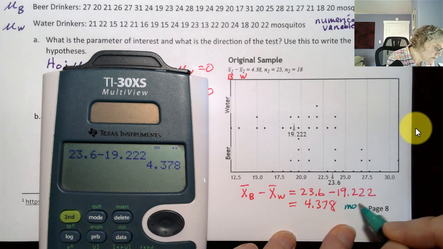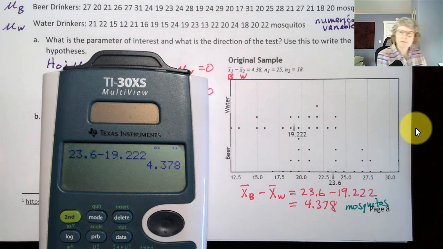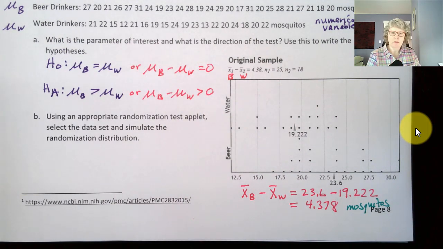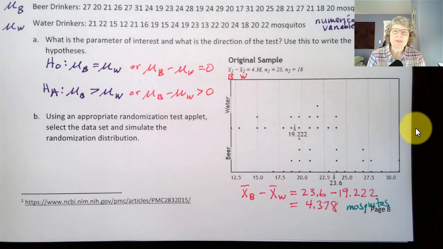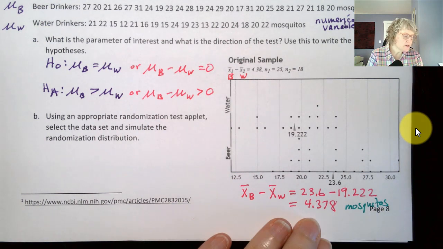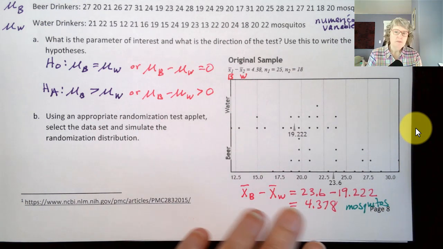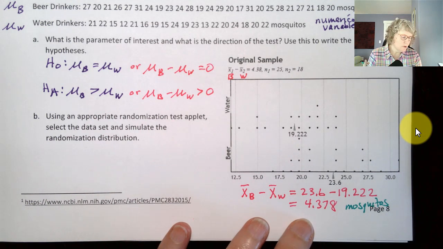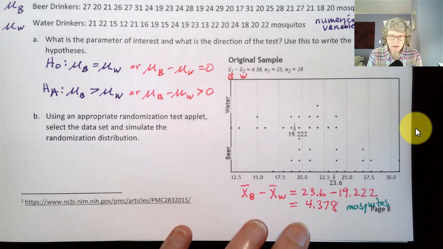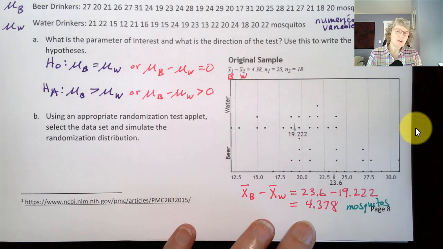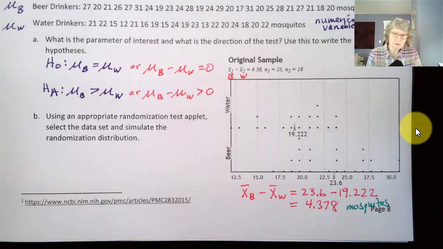If you said mosquitoes, you're right. Okay, I always want to add the units as well. Remember, that helps us remember what we're doing and helps other people know what we're doing. Okay, so this is our sample statistic. So on average, the beer drinkers did attract a little more than 4, between 4 and 5, but closer to 4 and some mosquitoes per person more than the water group. Okay, that seems like something, but we still don't know if that's a significant difference or not yet, right?